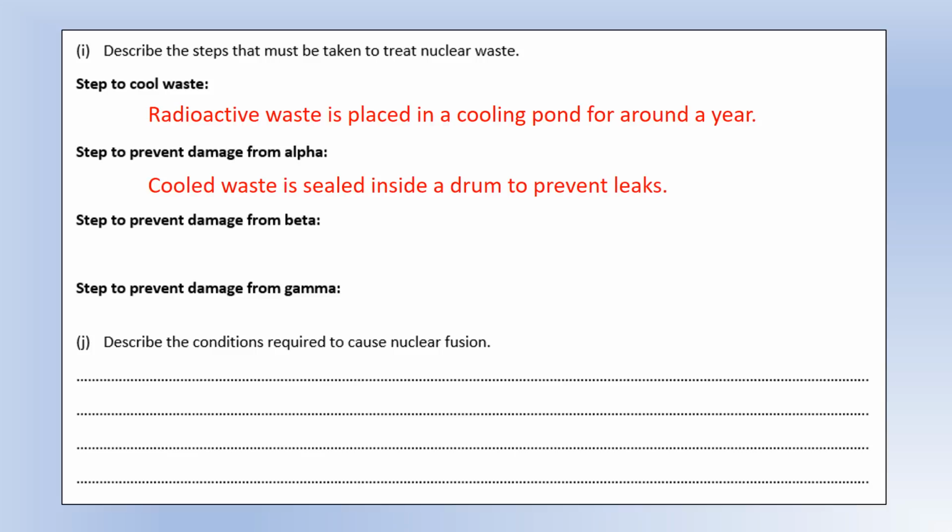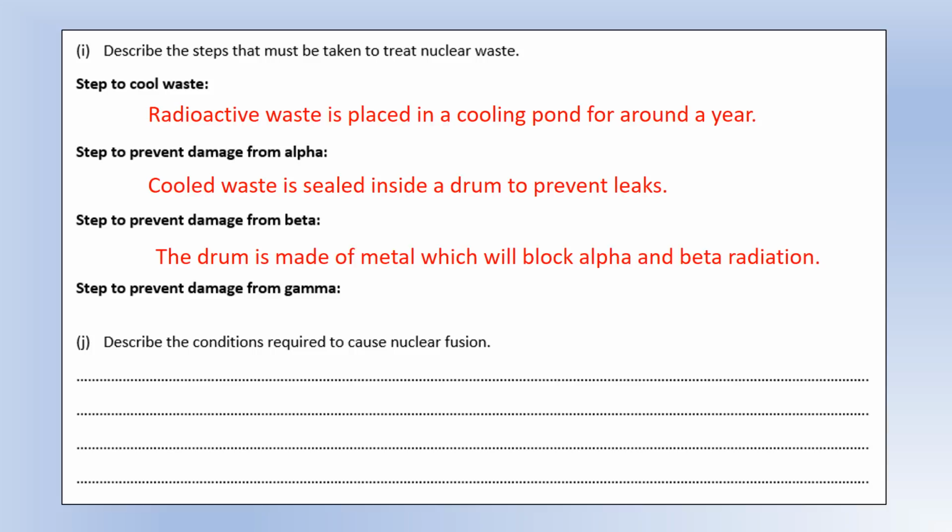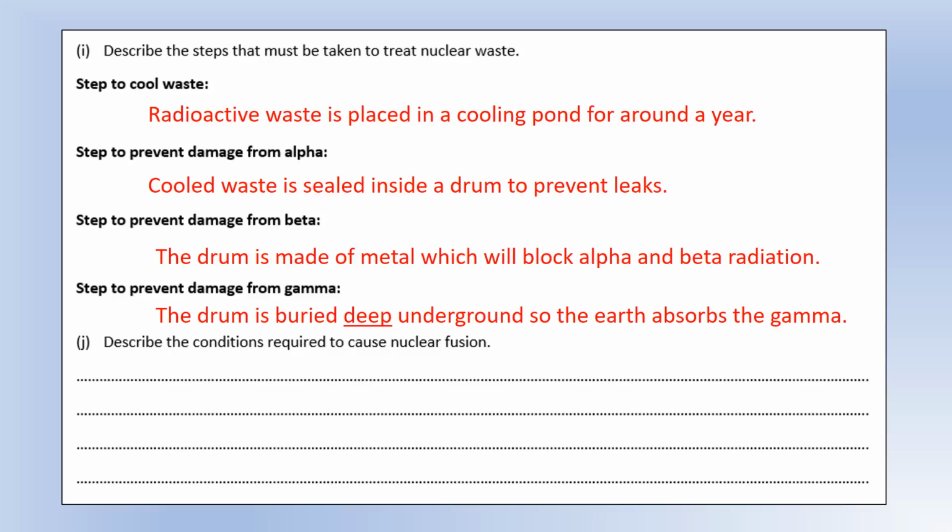Then what we do is we seal it inside a drum, and before we do that we usually vitrify it, which means we turn it into glass. The reason we seal it is to prevent it leaking out into the surroundings, so that eventually blocks off alpha radiation. And the drum is usually made of metal, so that if it's sealed inside, we've now blocked alpha and beta radiation. To deal with gamma, we have again come up with a fairly simple solution.